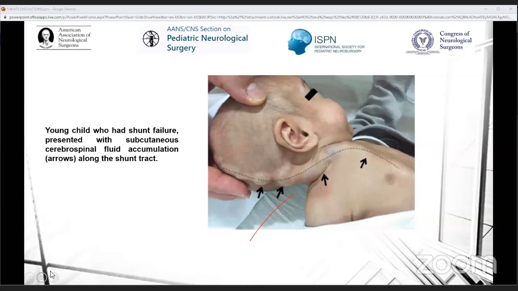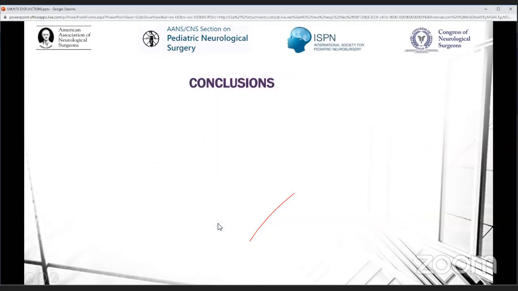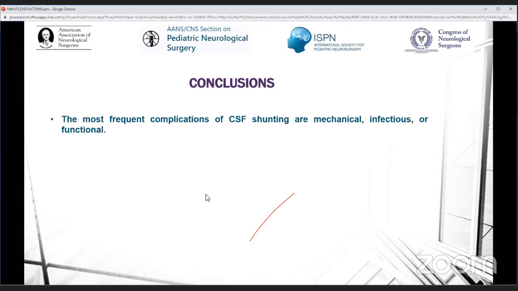Next one. So in conclusion, we see that the most frequent complications of cerebrospinal shunting are the mechanical, then the infections, and finally the functional.